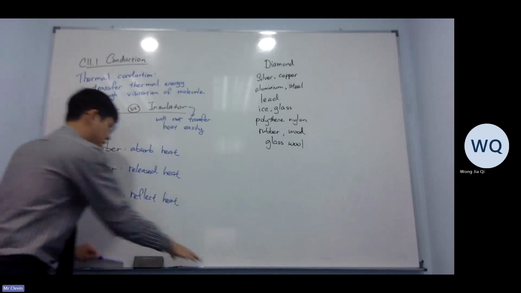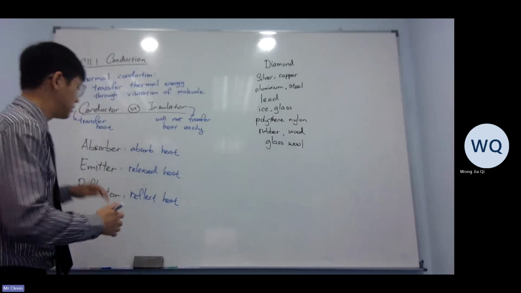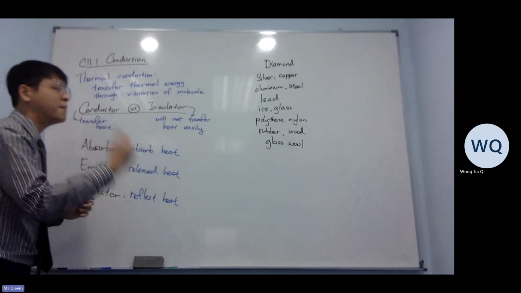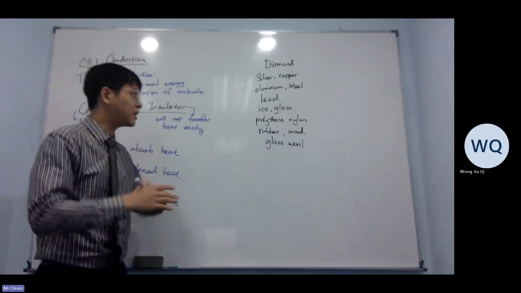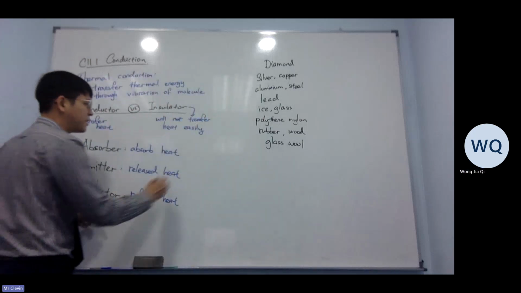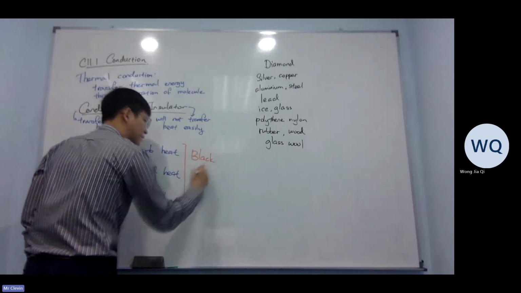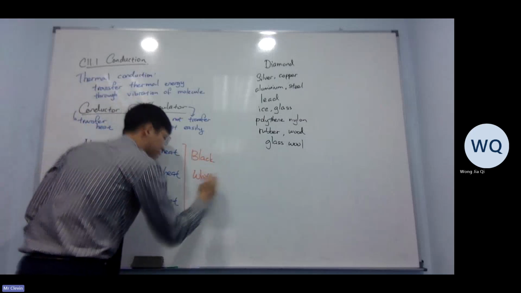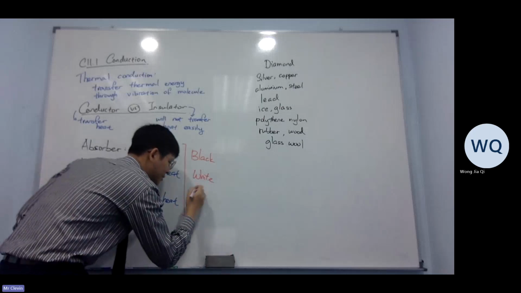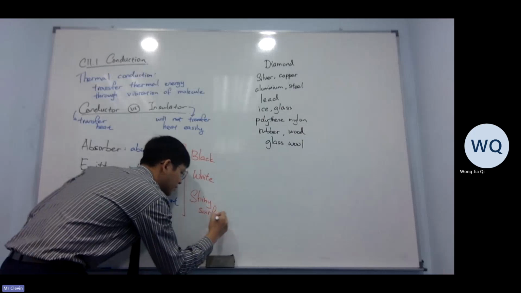Each of these has specific terms that they use: absorber, emitter, and reflector. The main things that they compare are three surfaces. This will be the extra things that I will talk about. Number one is black, number two is white, number three is silver, or let me just use the words shiny surface.